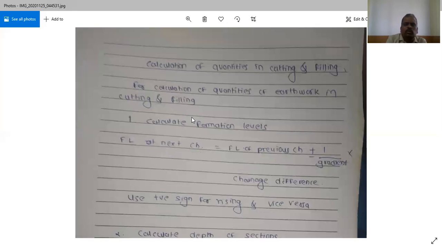Now what you have to do is calculate quantities in cutting and filling. For this, first of all, calculate the formation level. The formation level at the next chainage is equal to the formation level at the previous chainage, plus or minus 1 upon gradient into the chainage difference.